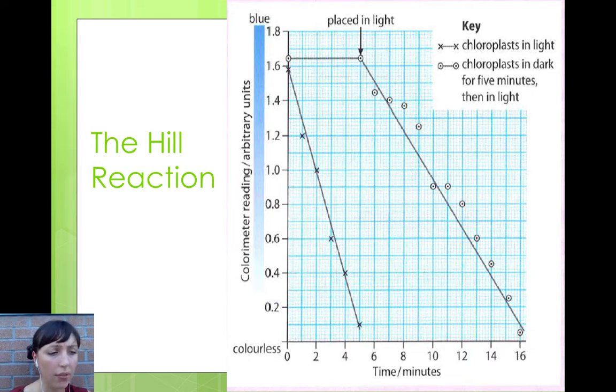Chloroplasts were extracted from lettuce and placed in buffer solution with DCPIP. The colorimeter reading is proportional to the amount of DCPIP remaining unreduced.